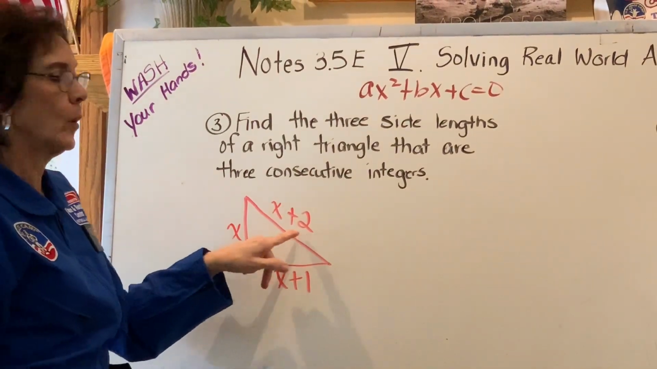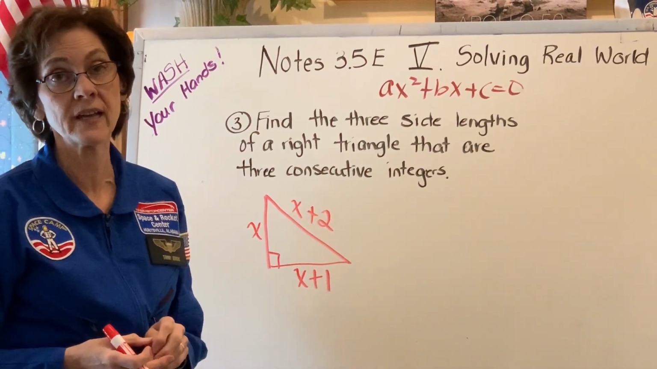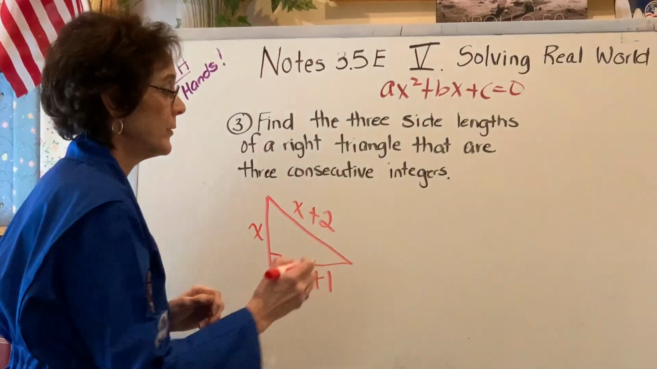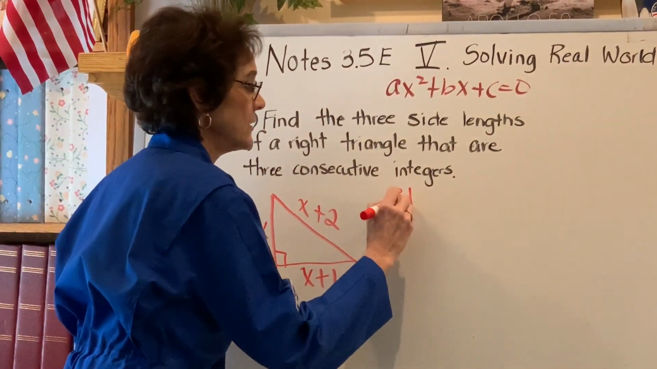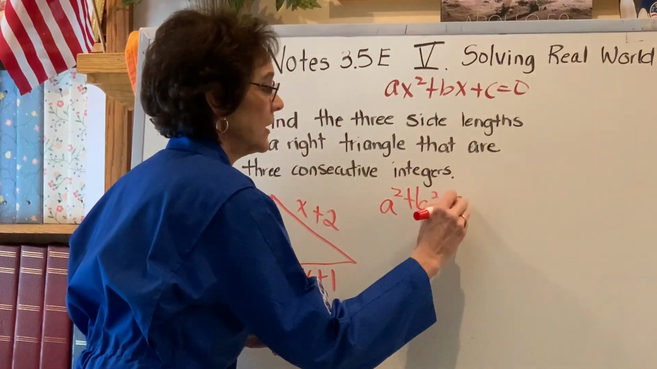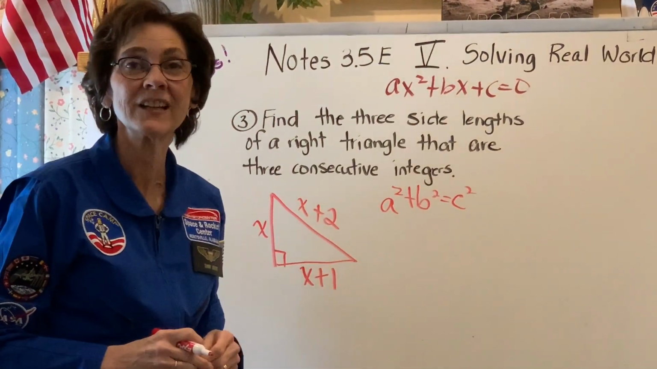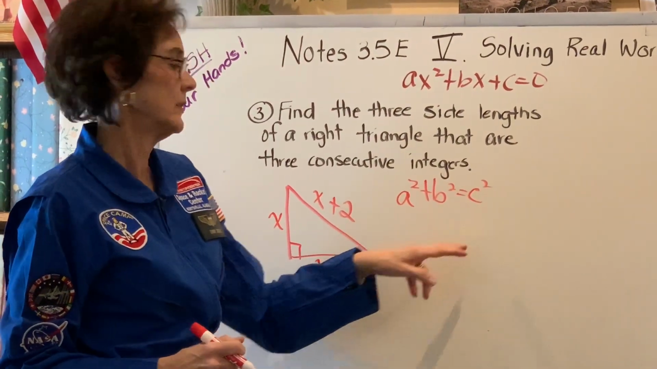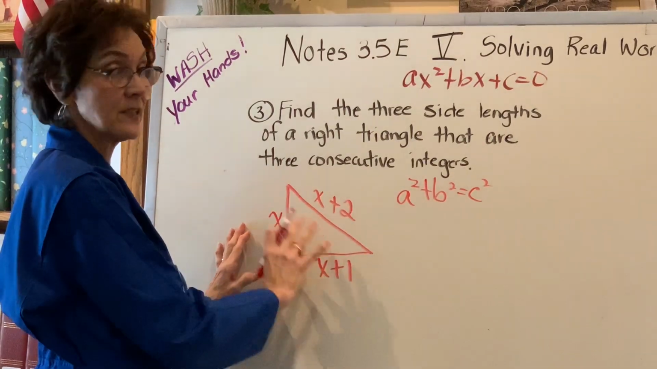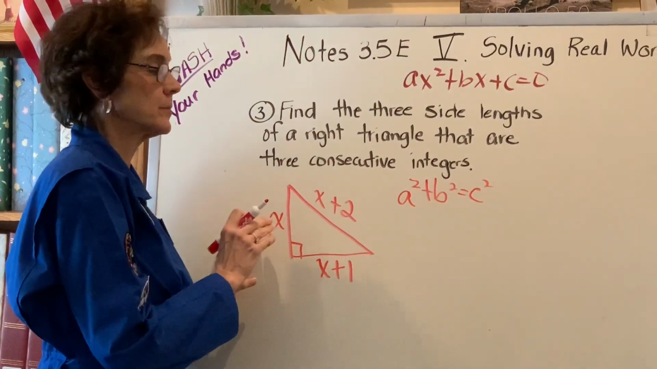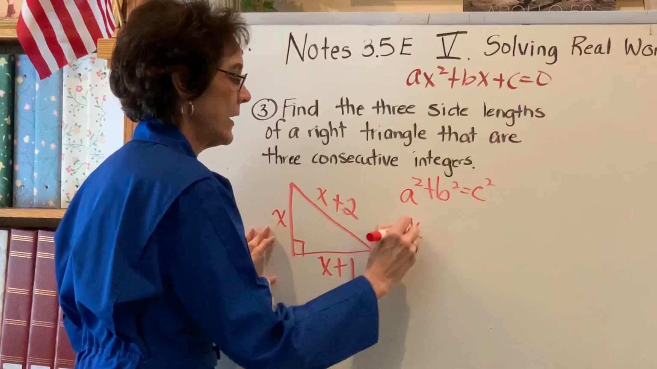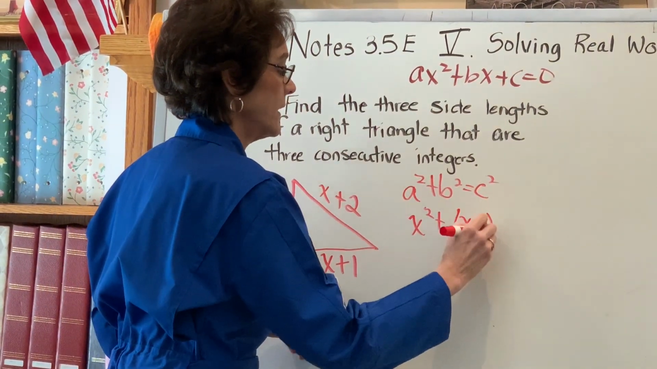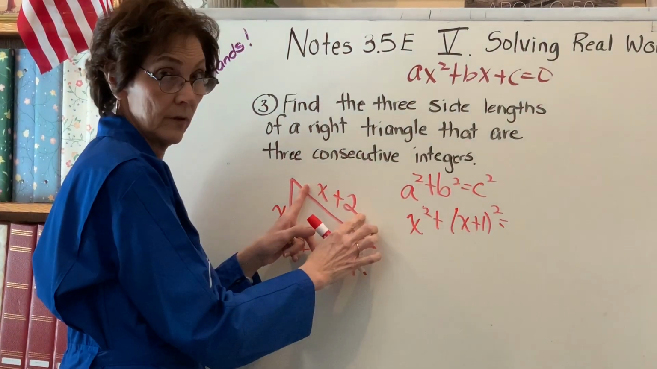Now, always make the hypotenuse the largest side because that goes back to a formula that you'll need to know. Hopefully you remember this from geometry. A squared plus b squared equals c squared. That's the good old Pythagorean theorem. And these are the legs, and that's the hypotenuse. So I can take these variables and substitute them right into that formula. So x squared plus the other leg, x plus 1 squared equals the hypotenuse squared.